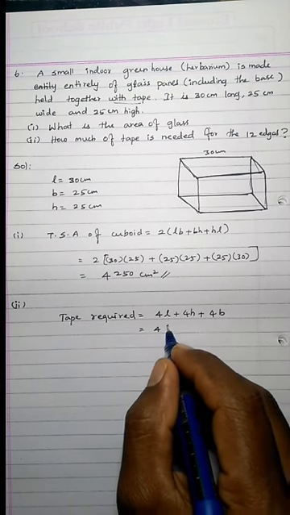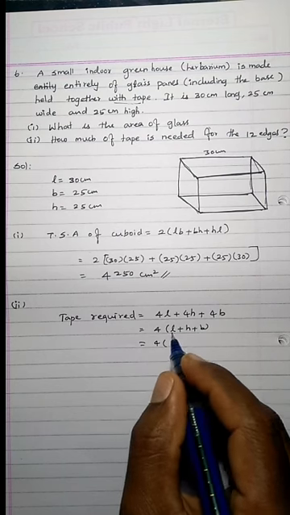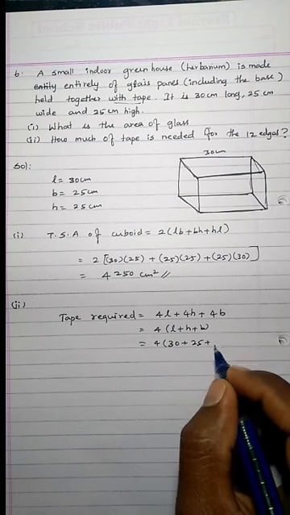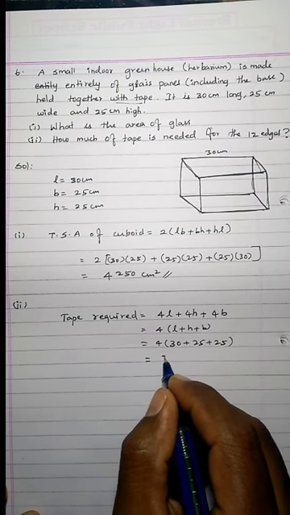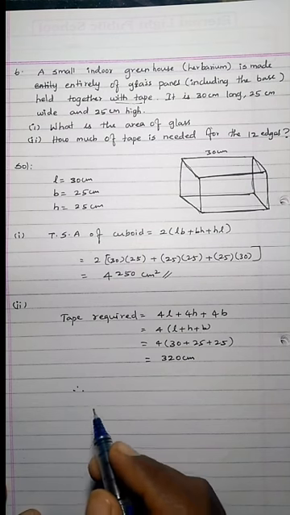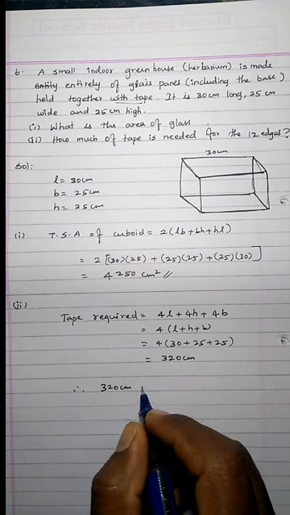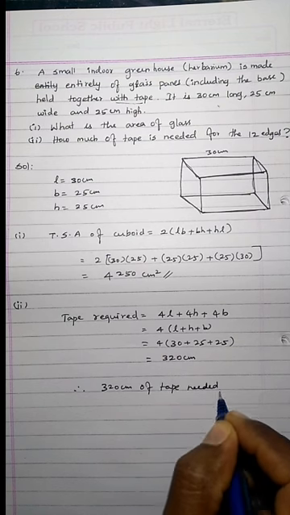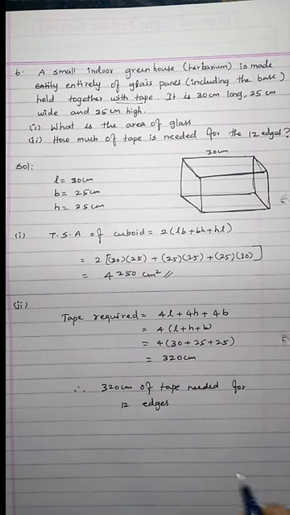Now take 4 as common outside, then l plus h plus b. Now 4 into l, how much? 30, h 25, wide or breadth also 25. So simplify this, you will get 320 centimeter. So therefore how much tape is needed? 320 centimeter of tape is needed for the 12 edges. Hope that you understand this.